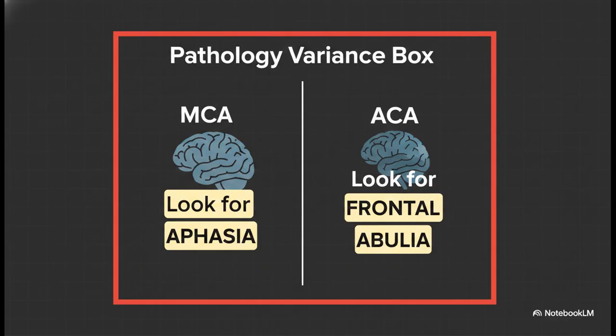Sometimes, though, that sudden onset physical weakness looks basically identical. That's when you split the pathology by checking the extras. Language deficits, that points straight to the MCA. But if you see frontal lobe personality shifts, maybe a severe lack of motivation, known clinically as abulia, that's a massive red flag for the ACA.